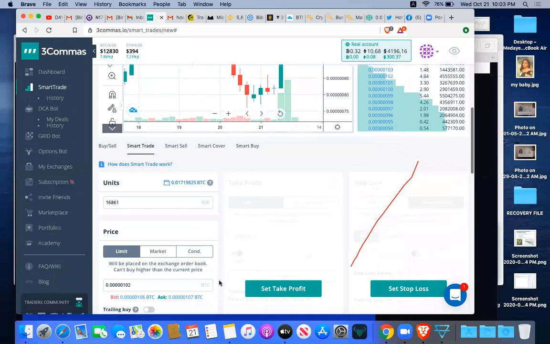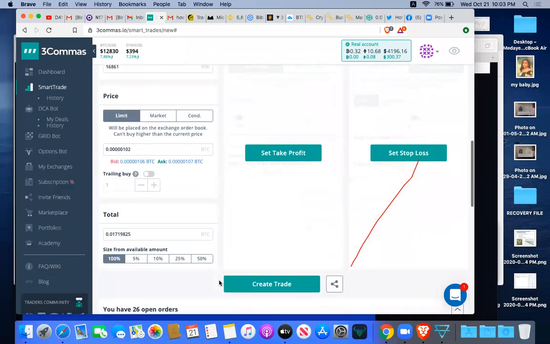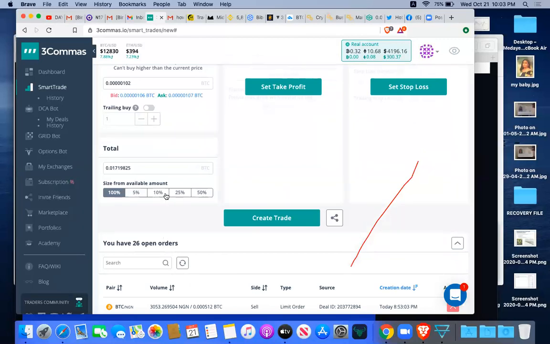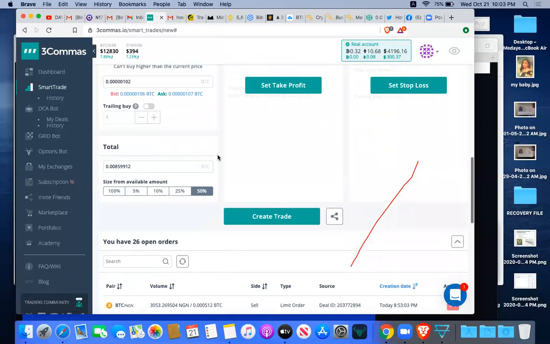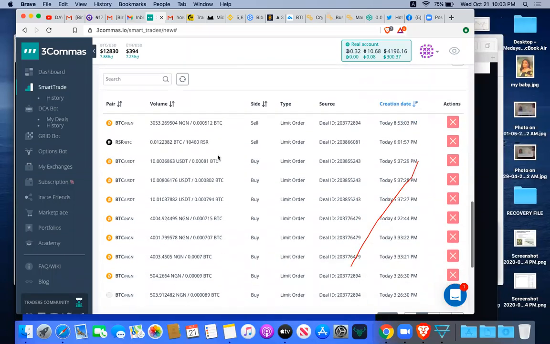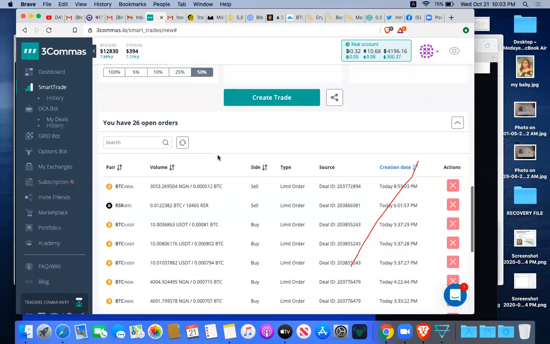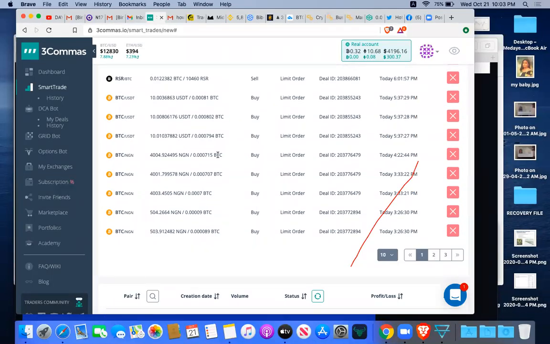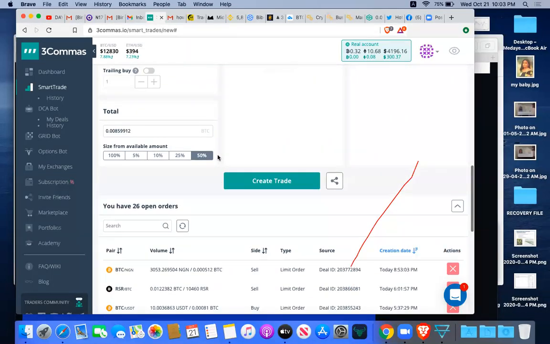16,861 RSI with this my money at the rate of this 102 Satoshi. Now, or probably I may just say 50% of my money. Now, this is my order, place the order. Now, the next thing I will need to do, okay, now my bot is telling me I have 26 orders presently open on the bot, okay, now for Binance.